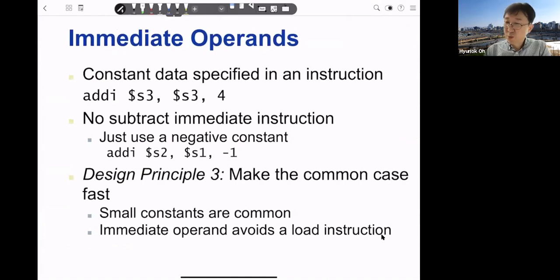Okay, so we already looked at the I instruction, right? The I instruction format is: this is the destination, this is the source, and this is a constant value. Or we say that this is the immediate.